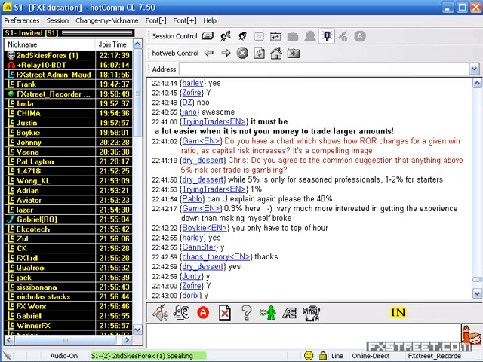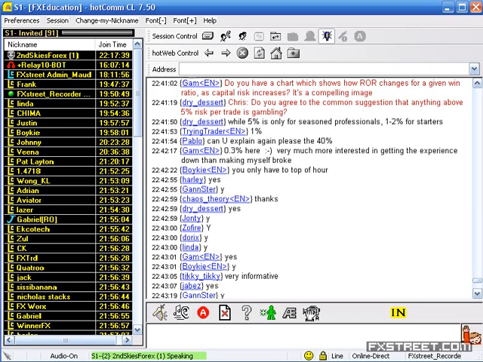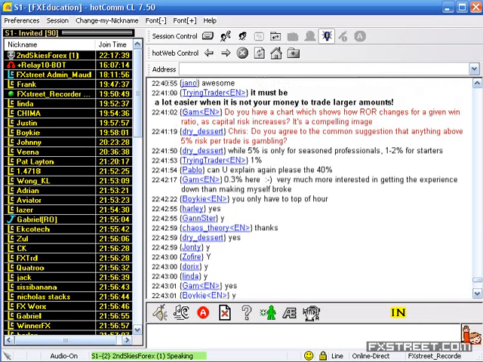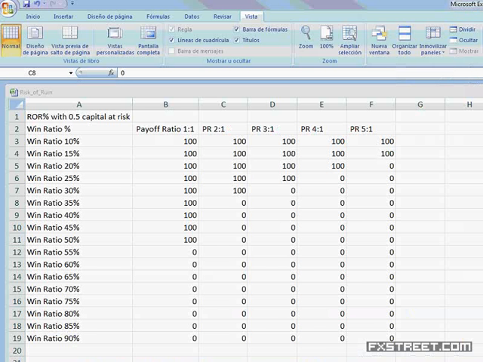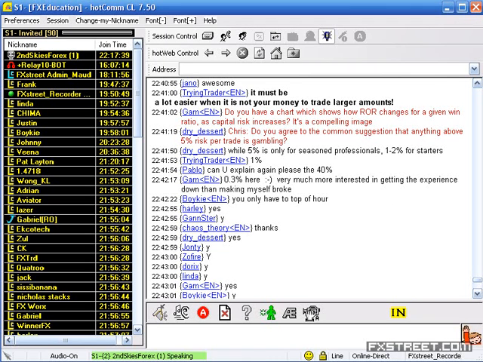Dry Desert says, do you agree to the common suggestion that anything above 5% risk per trade is gambling? No, I don't, because if you have the mathematics in your favor and they show that you have a 0% chance of blowing up your account, then I wouldn't consider it gambling. I wouldn't consider it at all. Risk is really all about playing the game of mathematics. And again, there's many ways to skin the mathematical sheep. But I do think, as a whole, it is much harder to maintain something like that over a long period of time by risking 5% or higher.